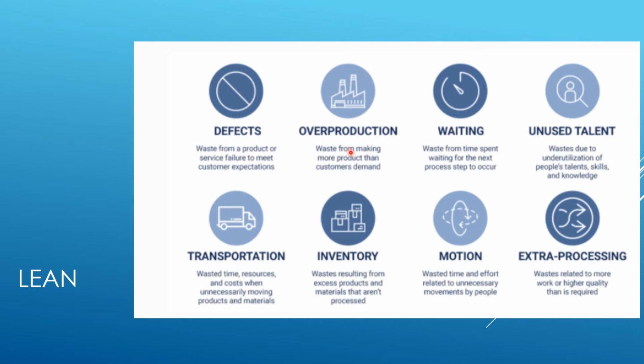Defects is a waste, overproduction is a waste, waiting is another waste, unused talent, transportation, a lot of time wasted in transportation, unnecessary movement, inventory, having more inventory is a waste, unnecessary motion by people is another waste, going for extra processing, right? Going for the highest quality, beyond whatever you've been asked for, is extra processing, so it's a waste. So these are the sources where you can identify waste.